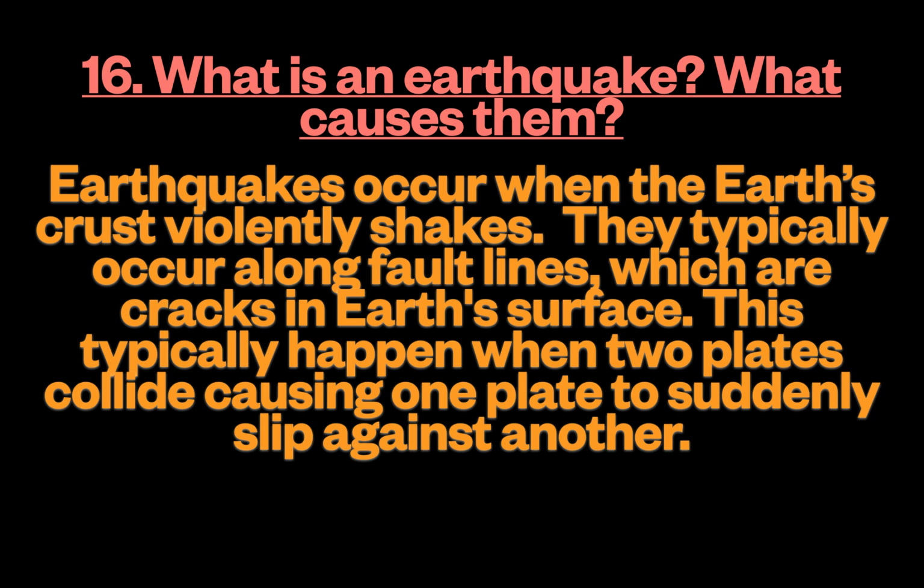Fault lines are cracks in the Earth's surface where plates have been moving. Okay, and typically when an earthquake happens, two plates collide and then suddenly slide against each other. They slip beside each other, and when that happens, it causes a rumbling and a trembling in the ground, and that trembling is known as an earthquake.